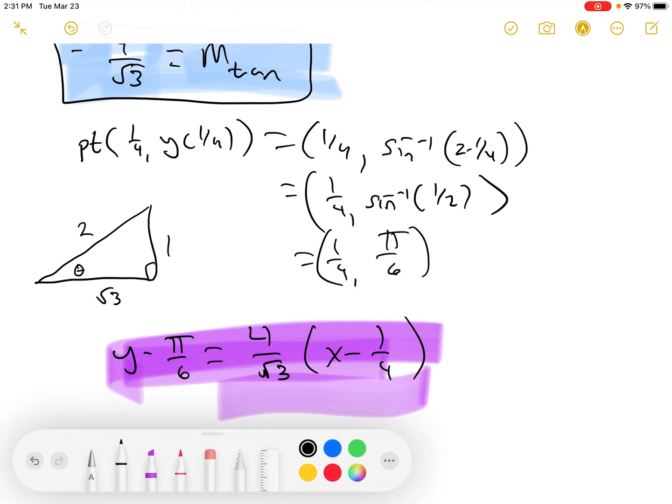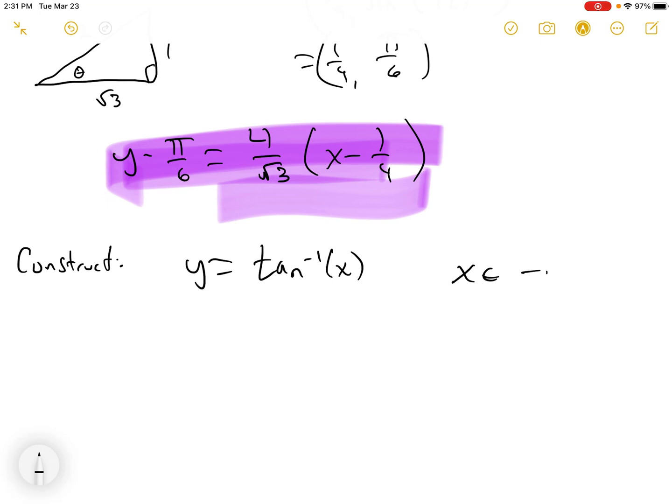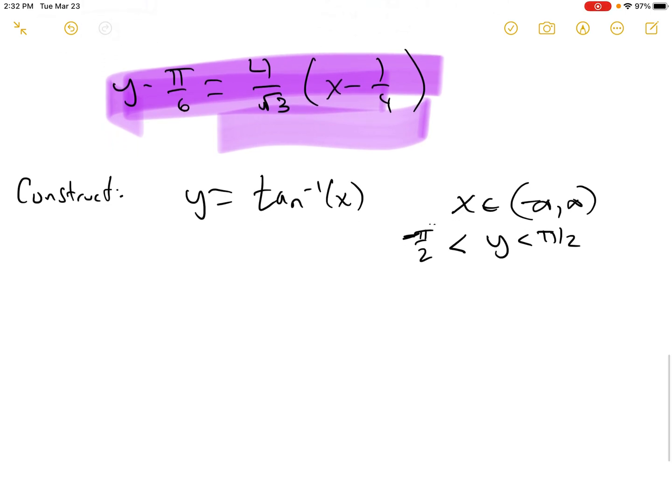All right, let's do one more of these. I love this construction. So if we let y equal tan inverse of x, x has all real numbers for its domain, and y lies between pi over 2 and minus pi over 2, non-inclusive. So it's the exact same as before. Take the tangent of both sides. You get tan of y equals x.